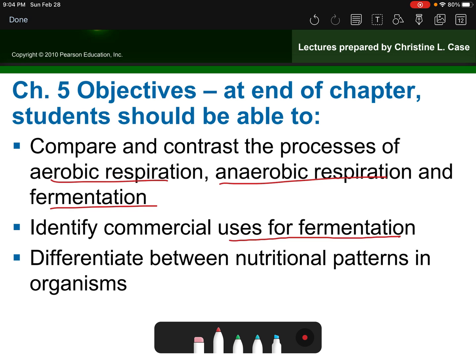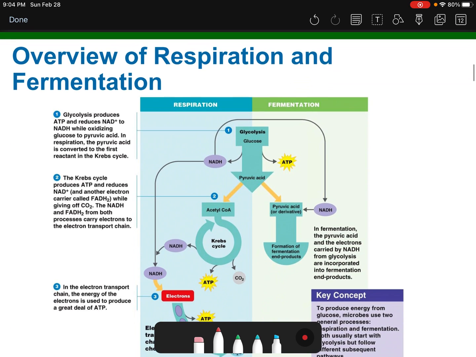Looking at some of the uses of fermentation, and then finally just finishing up with some of the different nutritional patterns of organisms. How do they obtain their nutrition? So there is some different vocabulary that we'll have you go through.